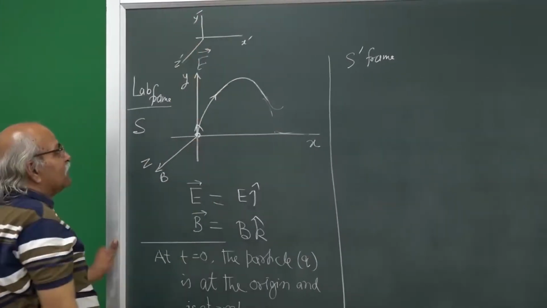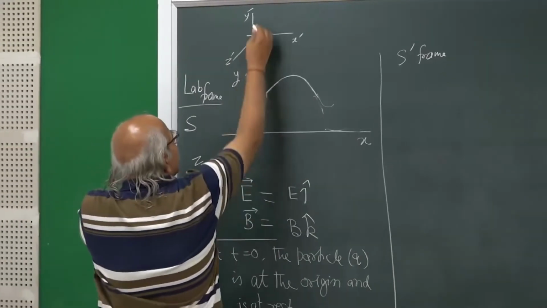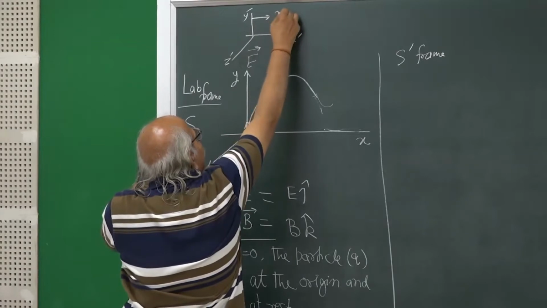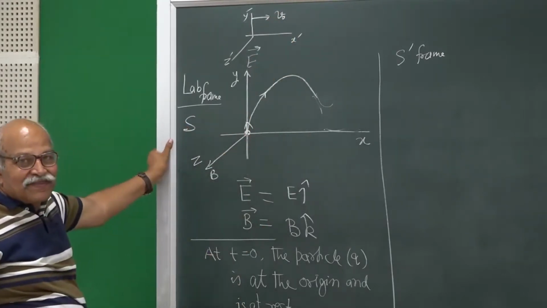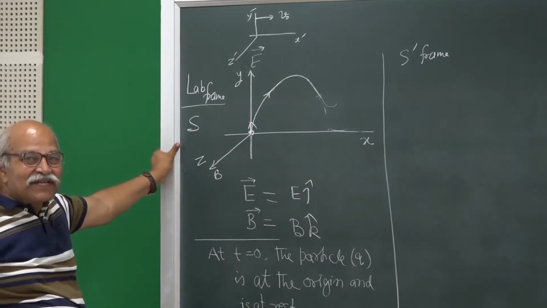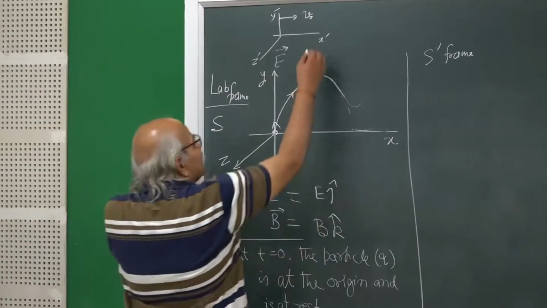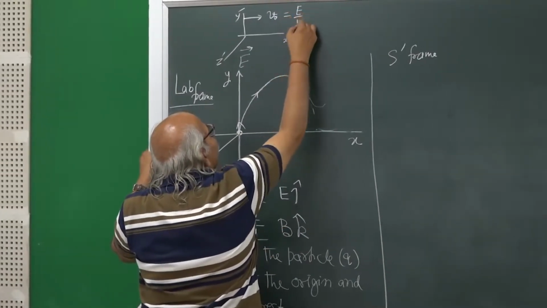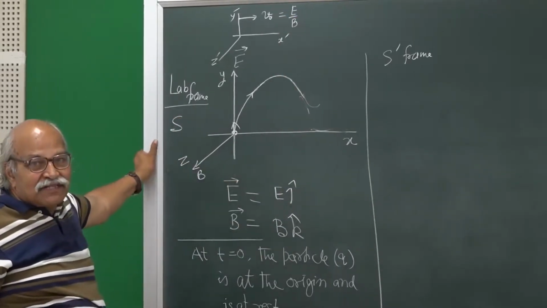So we are talking of S prime now, and with respect to this lab frame S, this S prime is moving this way with a velocity v naught, and this v naught we will choose very cleverly. This v naught will be E by B. Okay, E by B has dimensions of velocity.